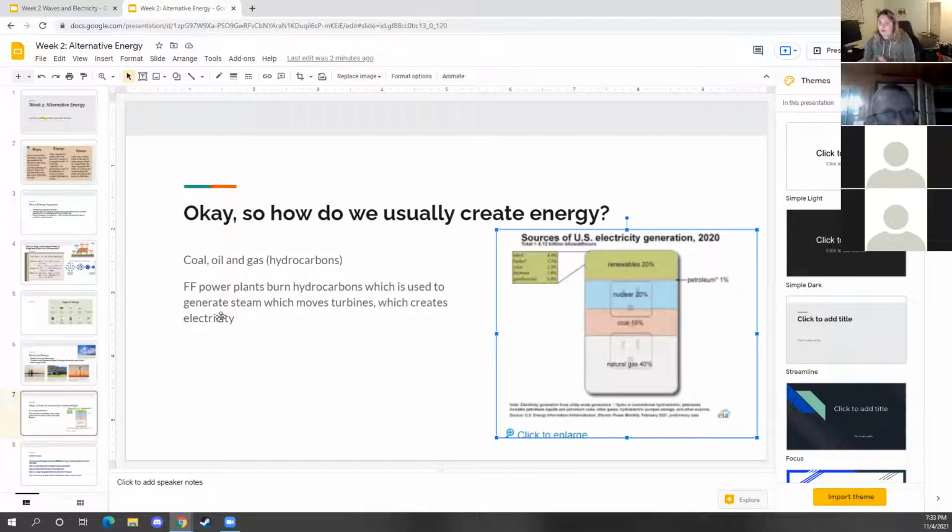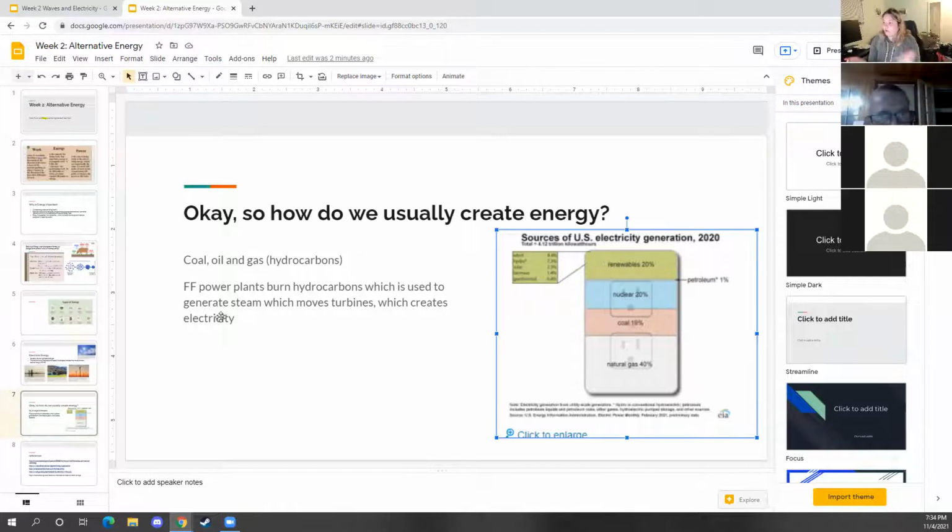The only thing I wanted to mention here, which I think is important: another gap that I think a lot of society has is, how are we creating energy with coal? For me, that was always something they just say, right? We know coal is bad, we know it's a fossil fuel, we know it creates CO2, but I just never felt like anyone told me why. So that's why I wanted to point it out here. Fossil fuel plants basically burn those hydrocarbons, and that's used to generate steam, which moves turbines, which creates electricity.